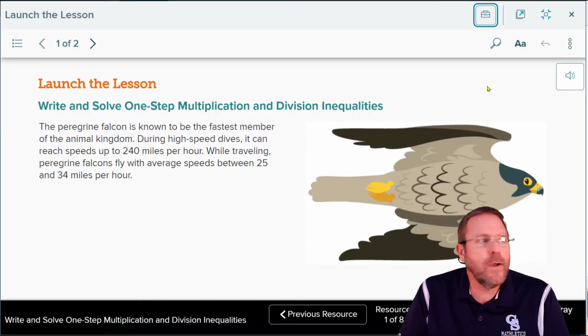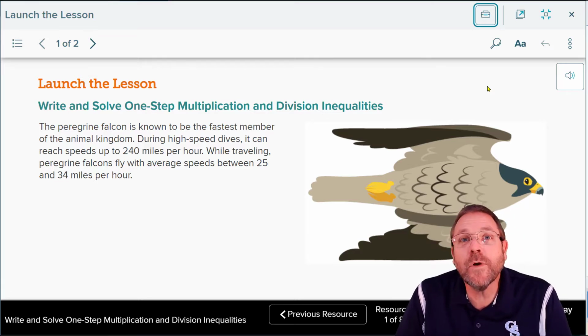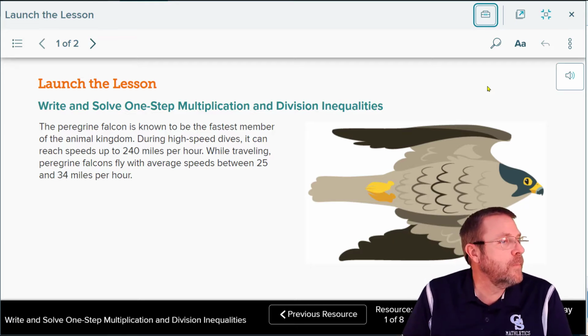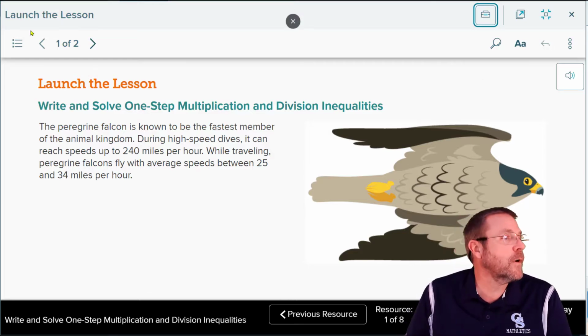The peregrine falcon is known to be the fastest member of the animal kingdom. During high-speed dives, it can reach speeds of up to 240 miles per hour. A bird flying at 240 miles per hour. Think about that. While traveling, peregrine falcons fly at an average speed between 25 and 34 miles per hour.